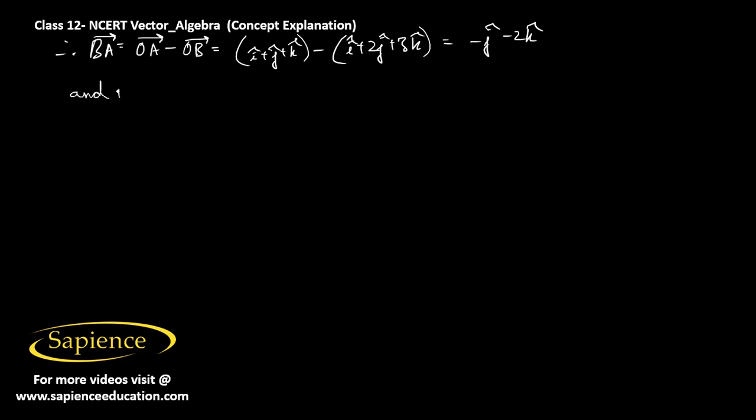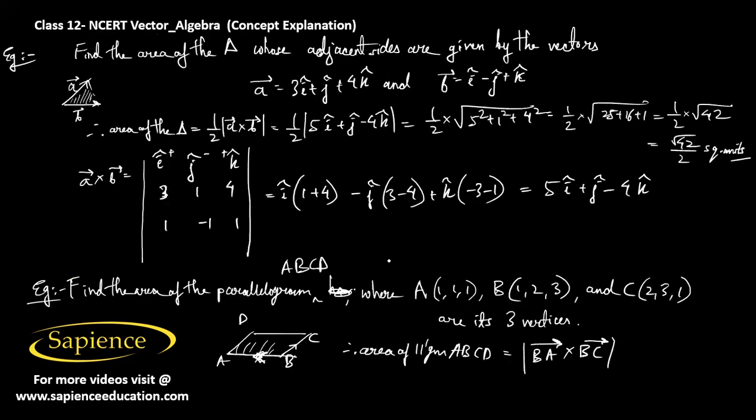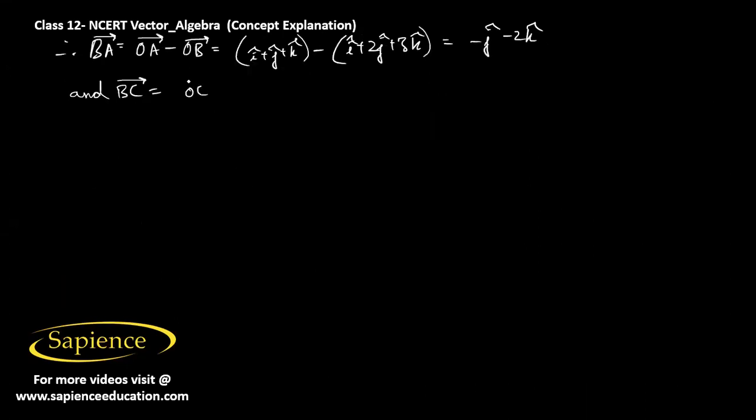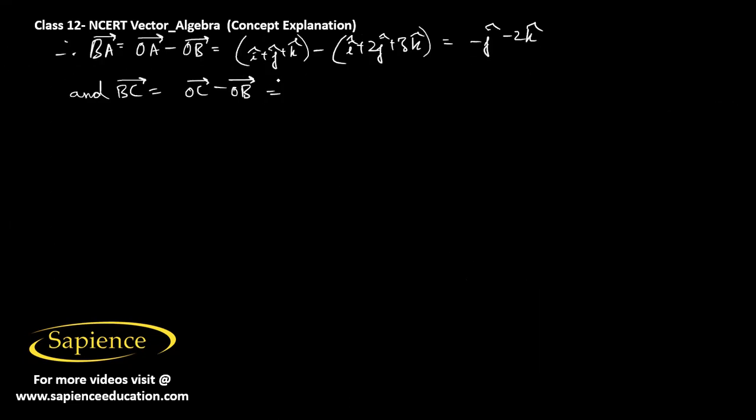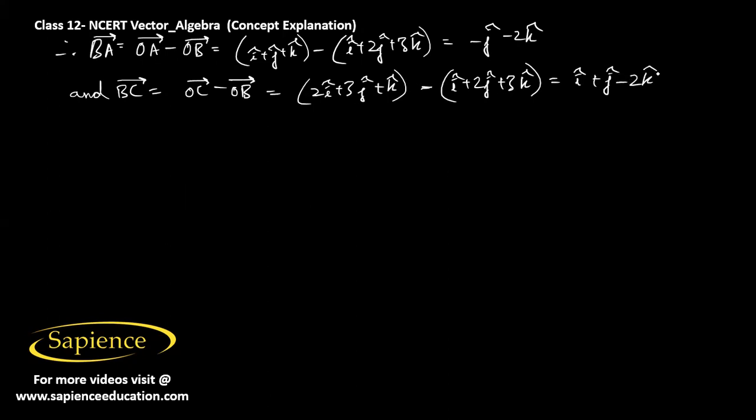And BC vector will be equal to OC vector minus OB vector. OC vector is obviously the position vector of the point C, which is 2i cap plus 3j cap plus k cap, minus the position vector of point B, which is i cap plus 2j cap plus 3k cap. So that will be equal to i cap, then plus j cap, then plus k minus 3, so it is minus 2k cap.